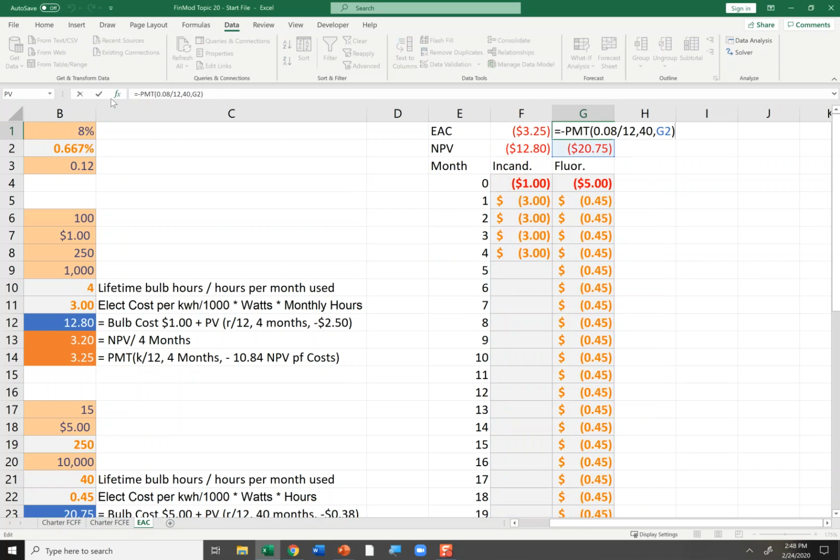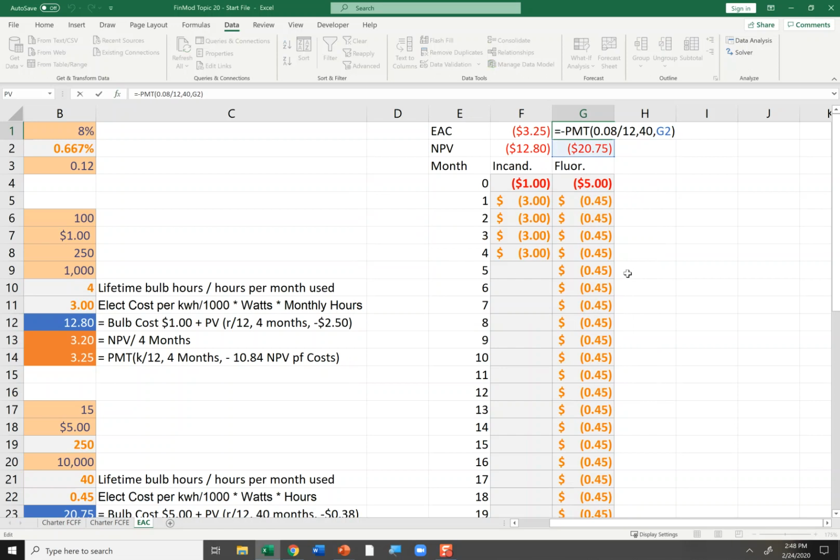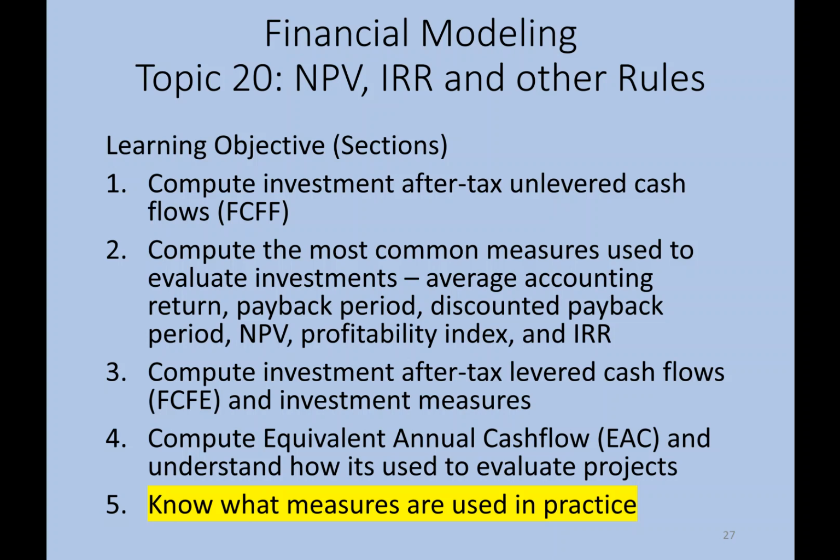And if I did the same math for this fluorescent light bulb, over 40 months with an NPV of about 20, it has an equivalent monthly cost of 59 cents. So we convert the NPVs to a periodic cost using the payment function. And the advantage of the payment function is that it does account for the time value of money. And we see that it's clearly cheaper to replace the light bulbs using fluorescent lights. So in this project, we calculated the equivalent annual costs for projects of unequal lifespans.